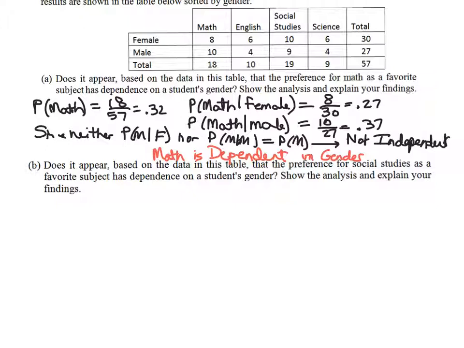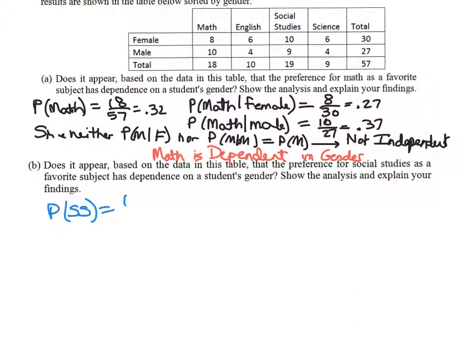Now let's go ahead and see if that's true for a different subject. In the case of B, is it true about social studies? So is social studies chosen as a favorite subject dependent on a student's gender? So I'm going to do the probability of choosing social studies out of the whole general population for this 6th grade class. How many students chose social studies?